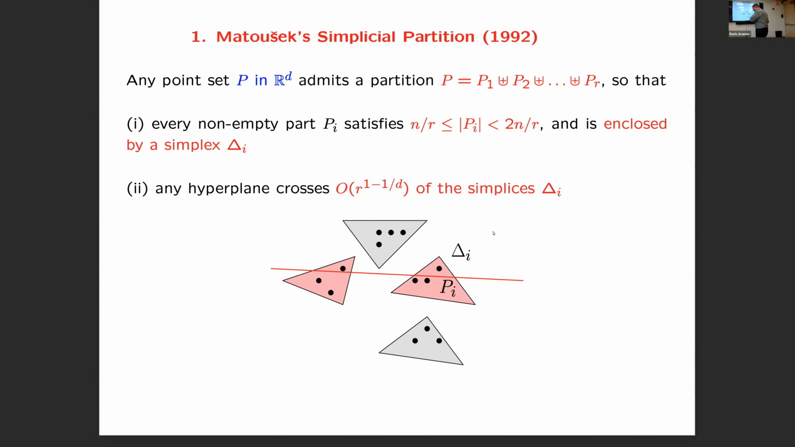So let's mention a few words on what Matoušek's simplicial partition is, which is not so well known for most combinatorialists, those who did not study with Matoušek. So we have n points in this space, and the point is that one can obtain an almost even partition of these points into parts of size between n over r and 2n over r, so that each part is enclosed by a simplex.